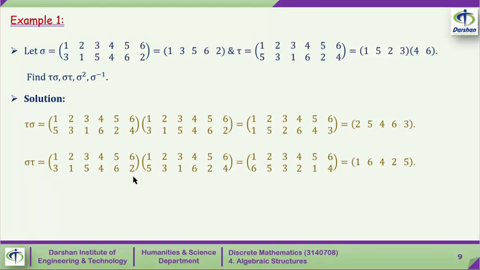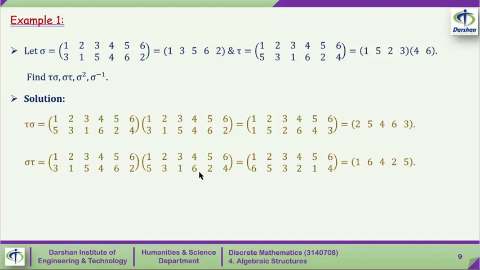So first the sigma element, then the tau element. Now we write the first element of tau, 1, 2, 3, 4, 5, 6. Now here 1 goes to 5, then 5 goes to 6, so 1 goes to 6. 2 goes to 3, then 3 goes to 5, so 2 goes to 5. 3 goes to 1, then 1 goes to 3, so 3 goes to 3.